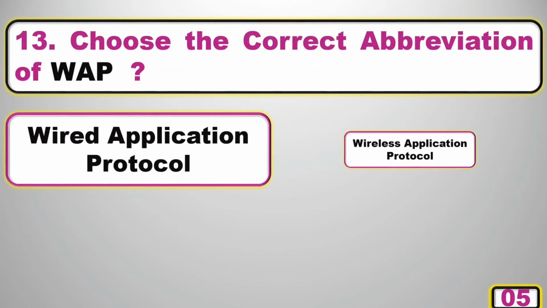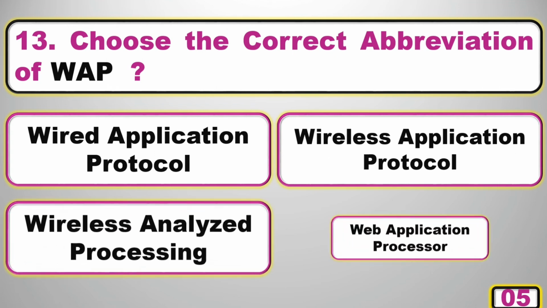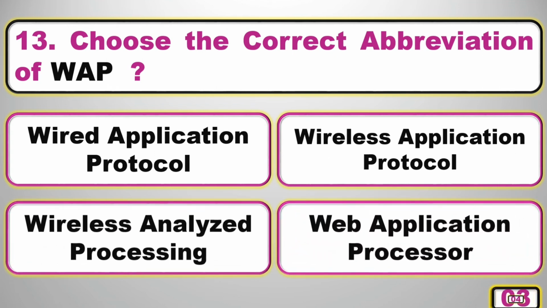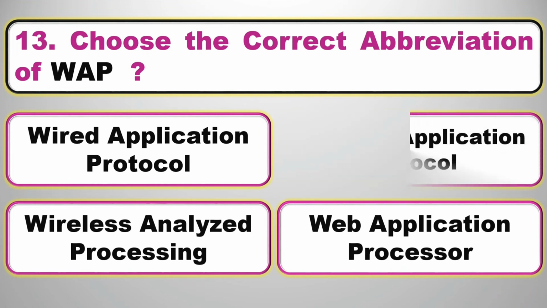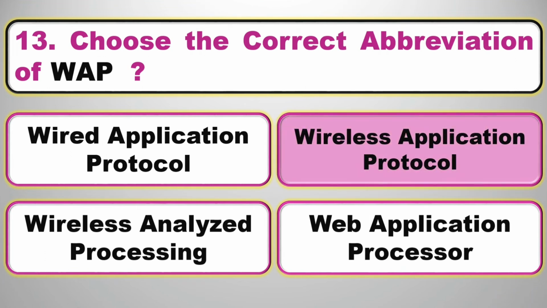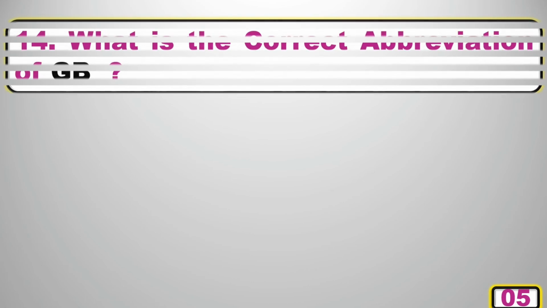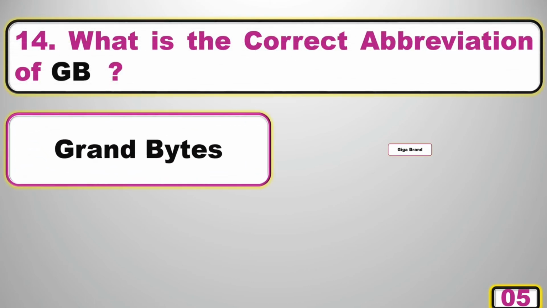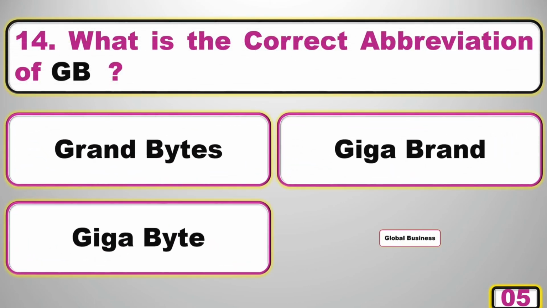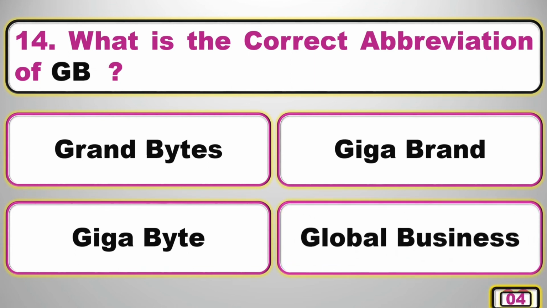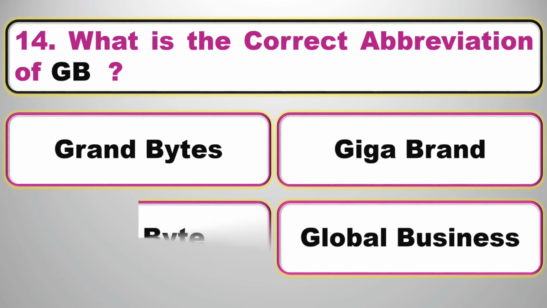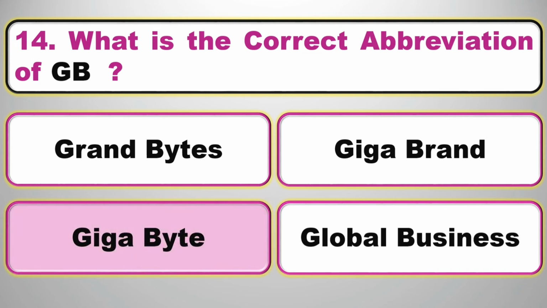Choose the correct abbreviation of WAP. Wireless Application Protocol. What is the correct abbreviation of GB? Gigabyte.